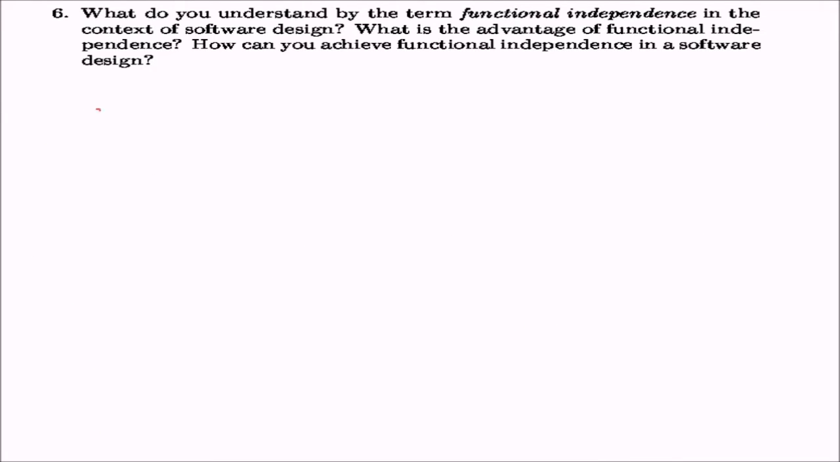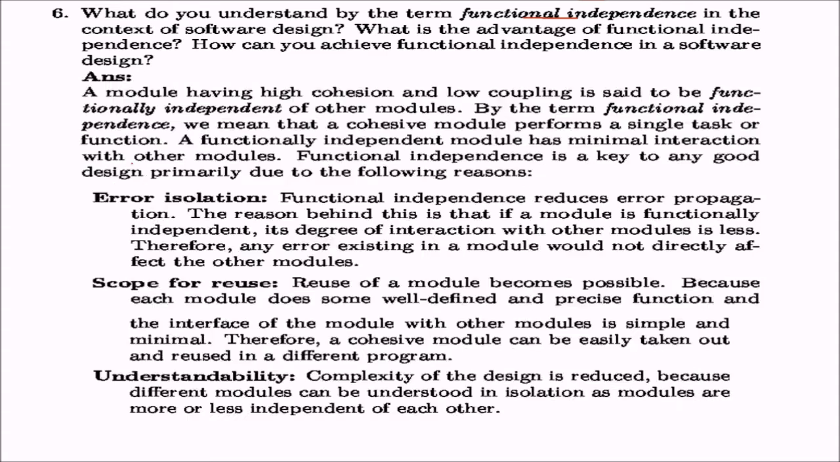Sixth question is, what do you understand by the term functional independence in the context of software design? What is the advantage of functional independence, and how can you achieve functional independence in a software design? So, a module, if it has high cohesion and low coupling, is said to be functionally independent of other modules.